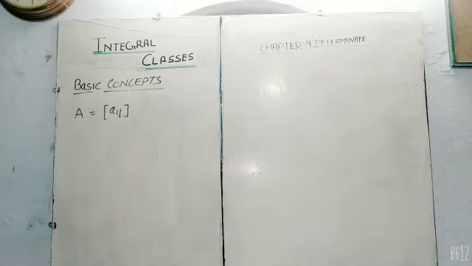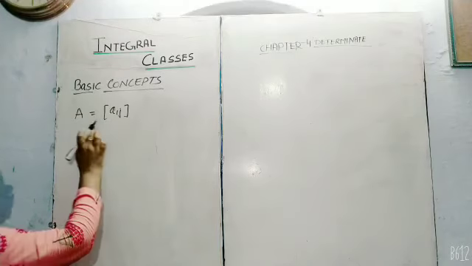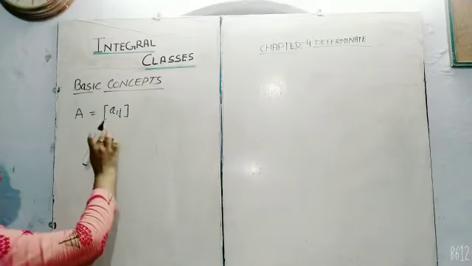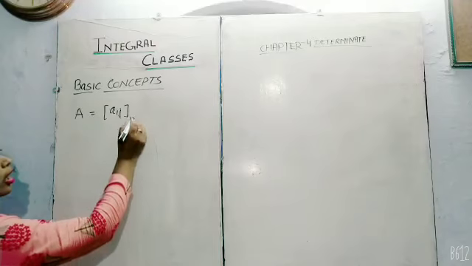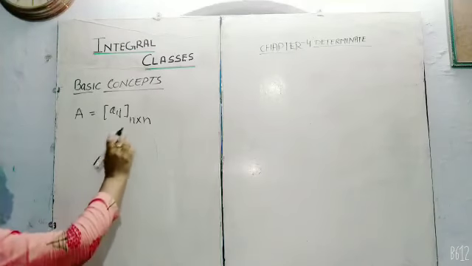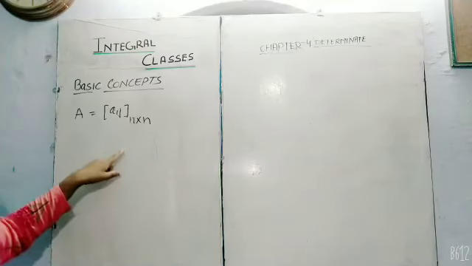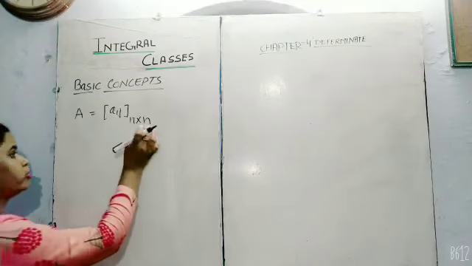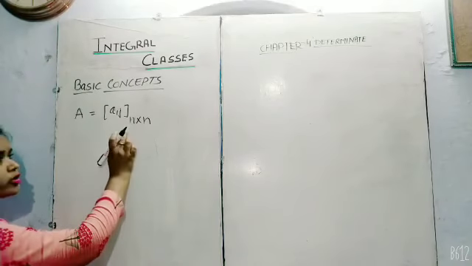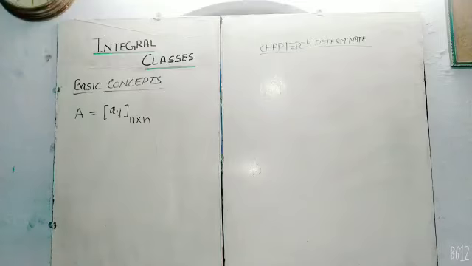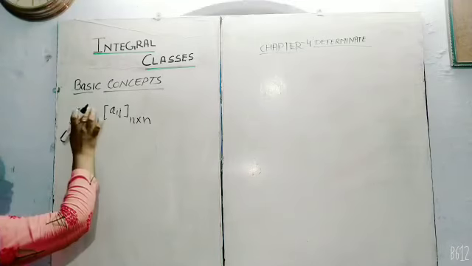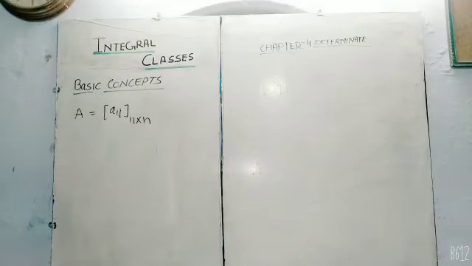Hello guys, today I am explaining chapter 4, determinant. First I will explain the basic concept of determinant. As we know, students, if A is a matrix which has order n cross n, it means it has order n into n. What is the meaning of n into n? It means the number of rows and the number of columns are equal. It means this matrix is a square matrix.